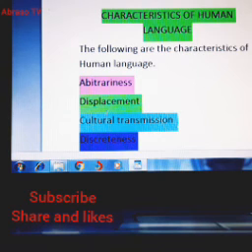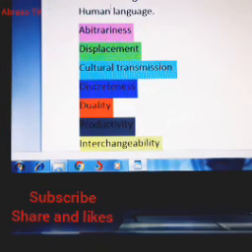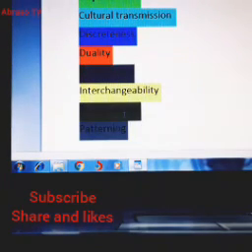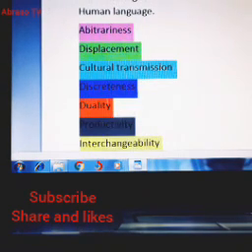So there are many characteristics of human languages, as we see here: arbitrariness, displacement, cultural transmission, discreteness, duality, productivity, interchangeability, reflexiveness, and patterning. So we are going to discuss each one here. We are going to analyze each one here. So we are starting with the word arbitrariness.